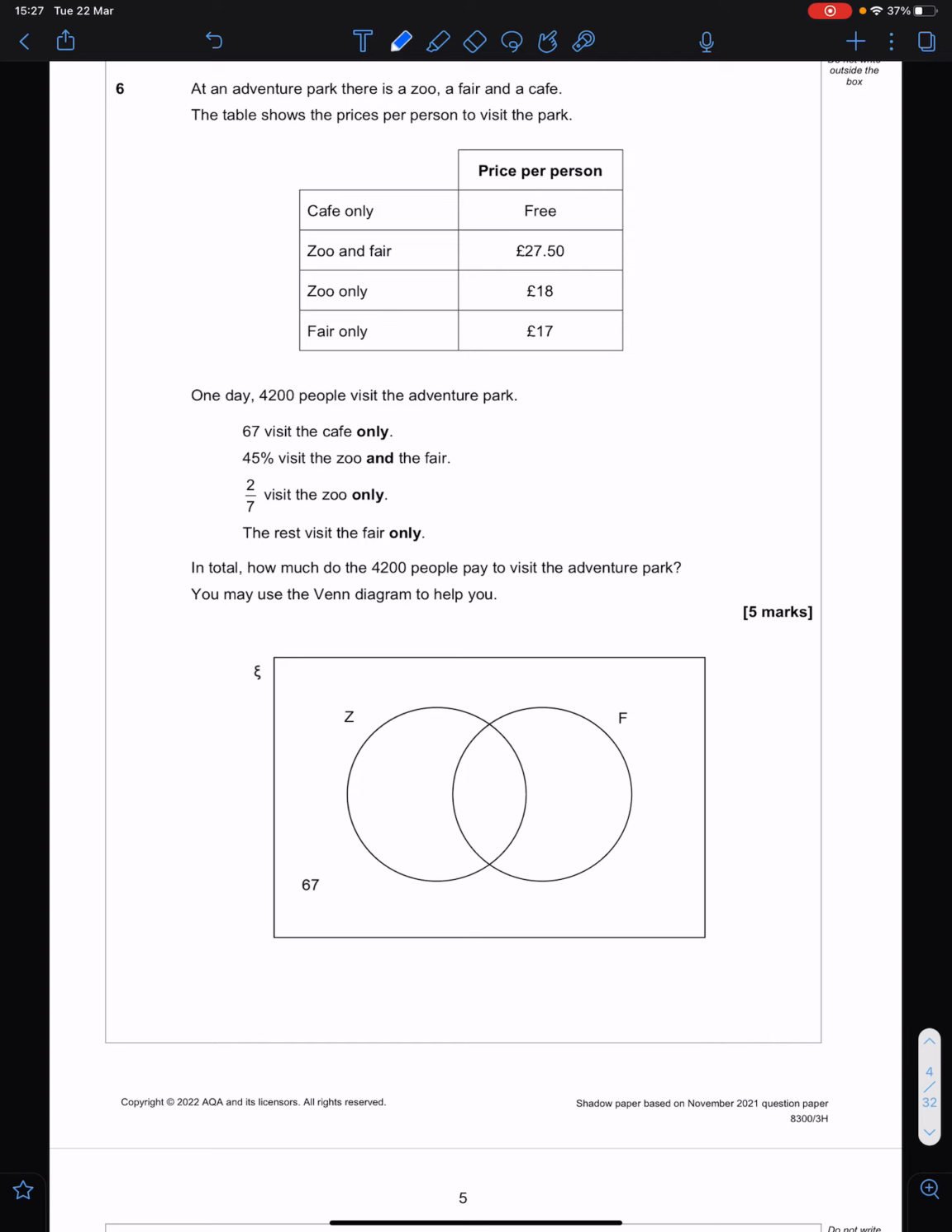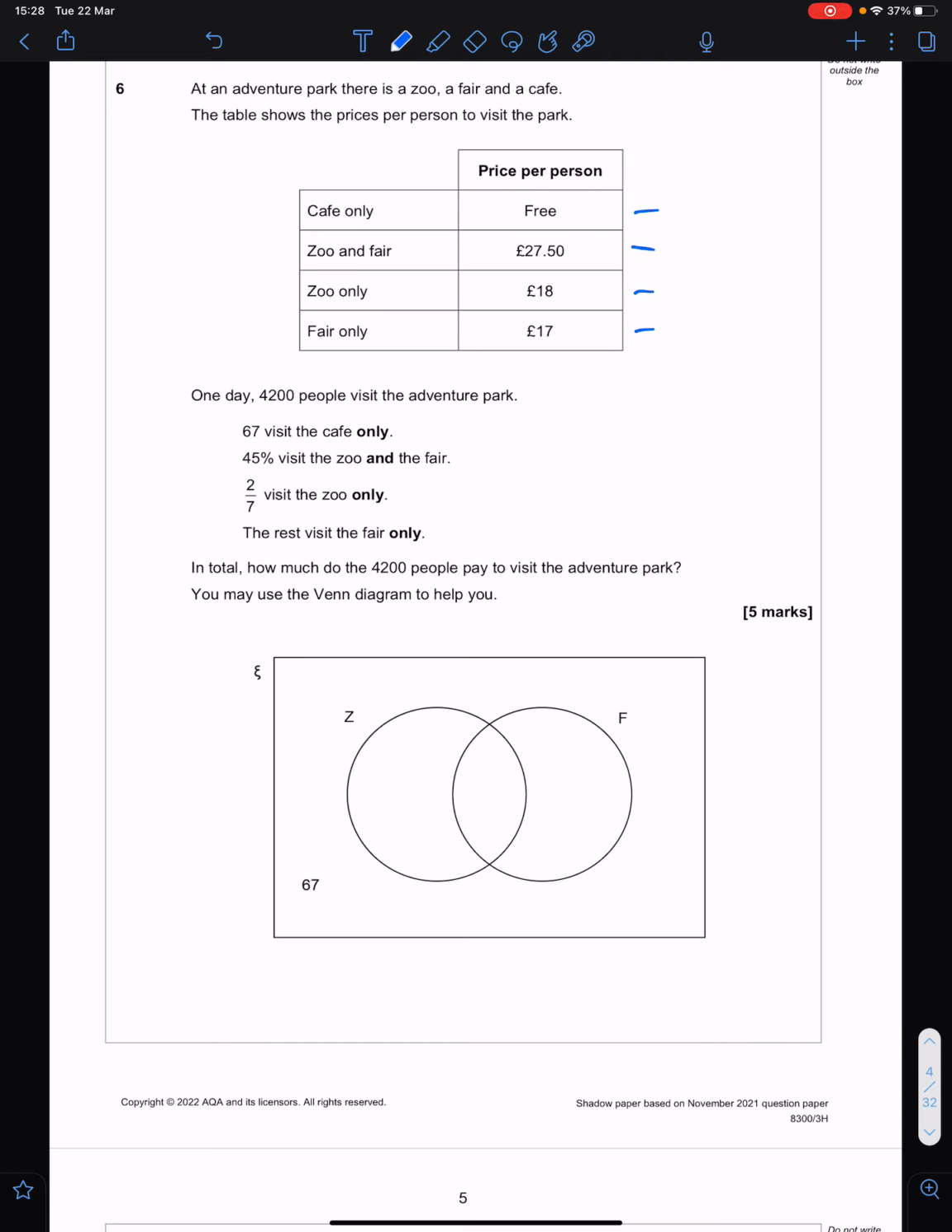And people can go just to visit the cafe, so that's free. If they want to visit the zoo and the fair, that's going to be £27.50. If they only want to visit the zoo, that's going to be £18. And if they want to visit the fair only, that's going to be £17. Cool. One day, 4,200 people visit the adventure park.